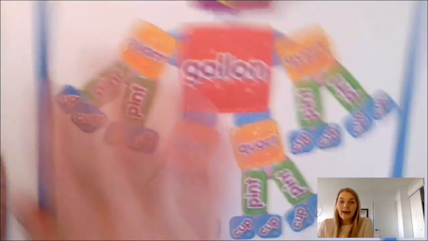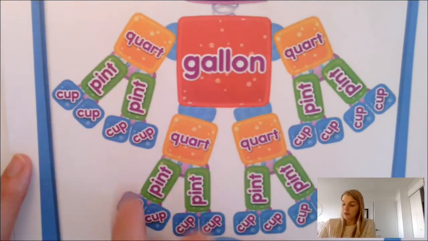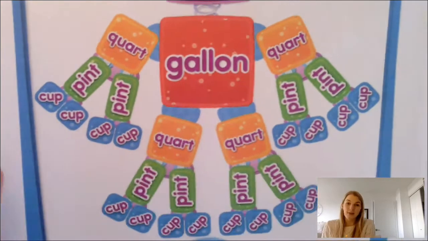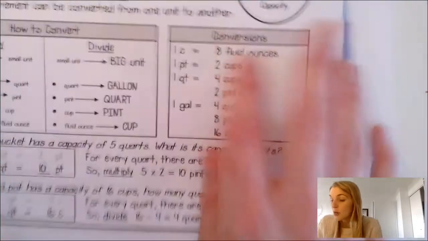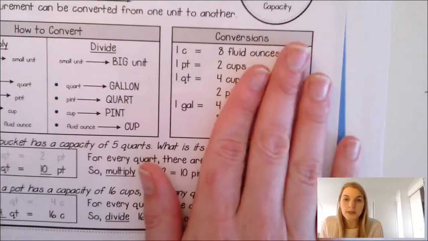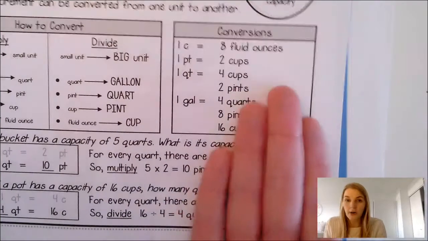And in a whole gallon, there are 1, 2, 3, 4, 5, 6, 7, 8, 9, 10, 11, 12, 13, 14, 15, 16 cups. So probably for today, the best thing for you to use would be a conversion chart like this one on the slide. Because it's going to be easier for you because the units are right there.